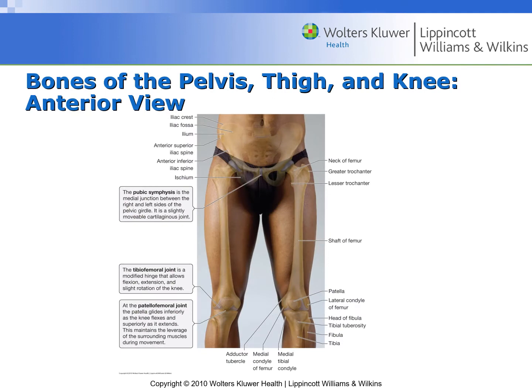And here we have the bones of the pelvis, thigh, and knee from an anterior view. The pubic symphysis is the medial junction between the right and left sides of the pelvic girdle. It is a slightly movable cartilage joint. The tibiofemoral joint is a modified hinge joint that allows flexion, extension, and slight rotation of the knee. At the patellofemoral joint, the patella glides inferiorly as the knee flexes and superiorly as it extends. This maintains the leverage of the surrounding muscles during movement.